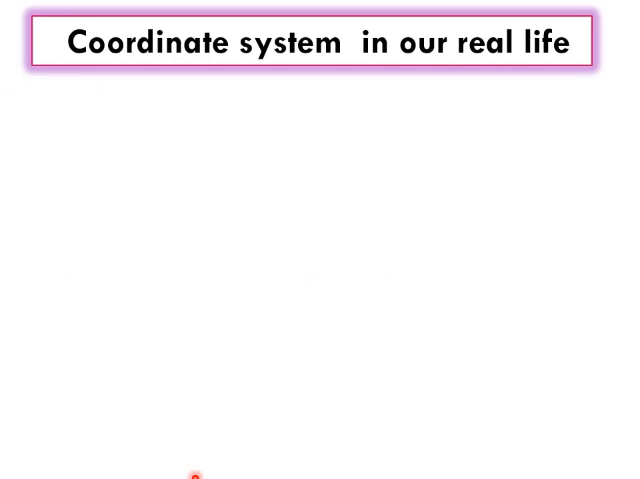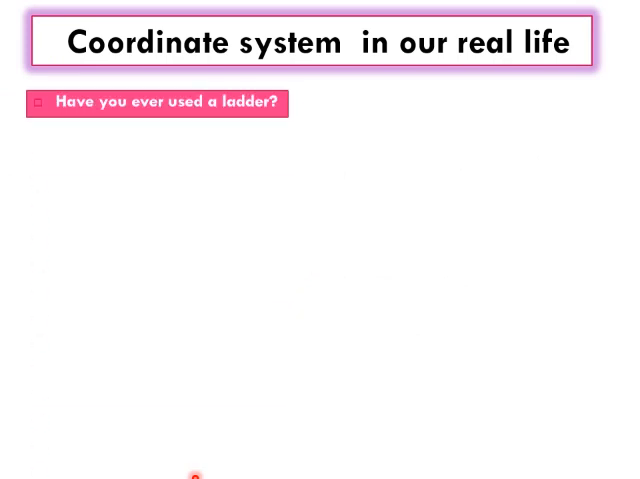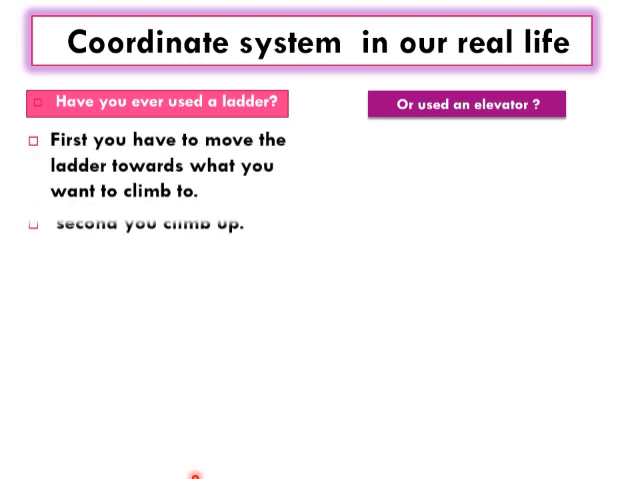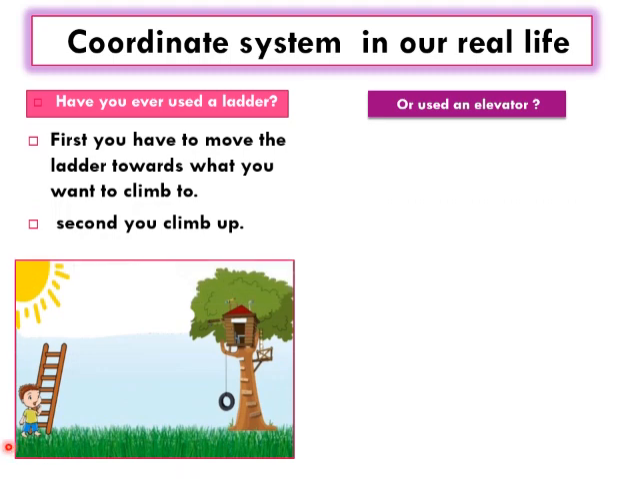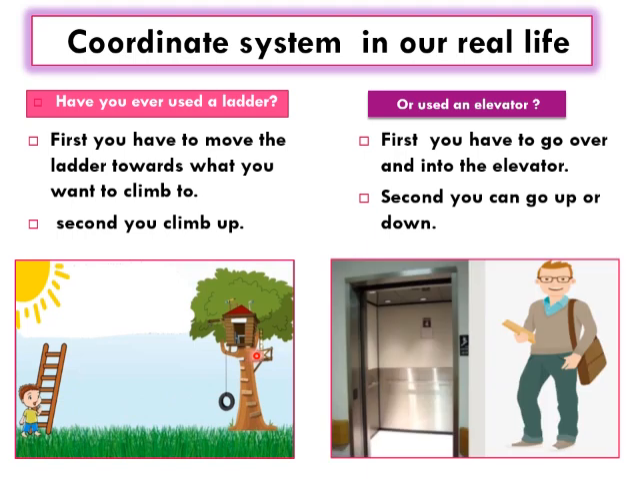Coordinate system in our real life. Have you ever used a ladder or used an elevator? Of course, you have used a ladder. In order to use a ladder, first you have to move the ladder towards what you want to climb, for example, a tree. Second, you climb up the tree. As for the elevator, first you have to go over and into the elevator, and second, you can go up or down.